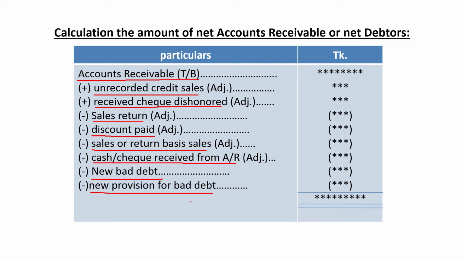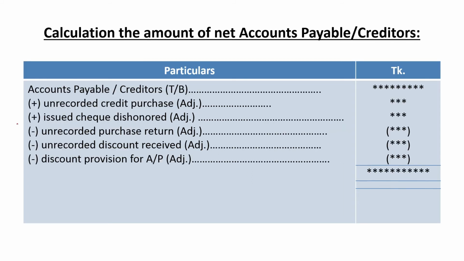Okay, dear students. Now the calculation of the amount of net accounts payable or creditors. At first, accounts payable or creditors from trial balance, plus unrecorded credit purchase, plus issued check dishonored, minus unrecorded purchase return, minus unrecorded discount received, minus discount provision for accounts payable.